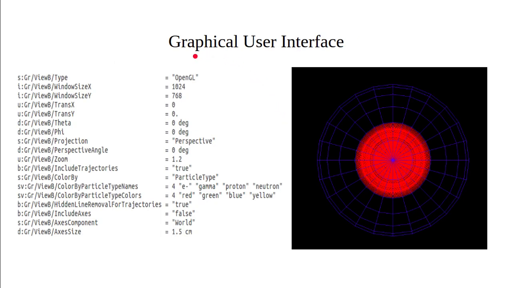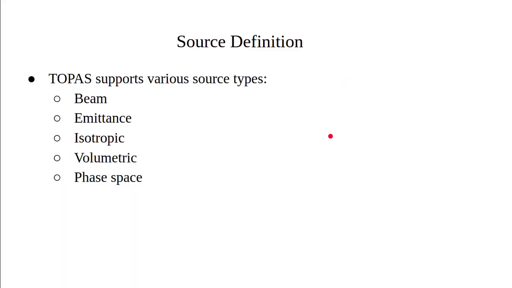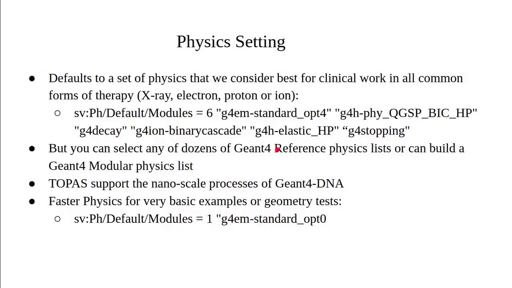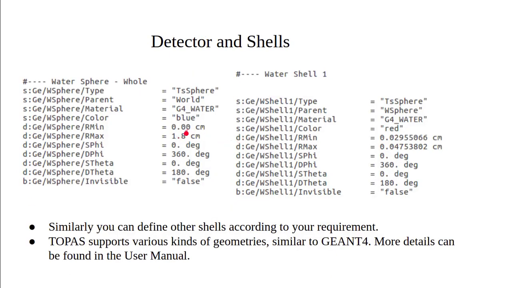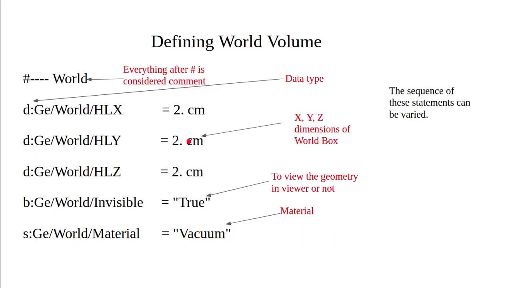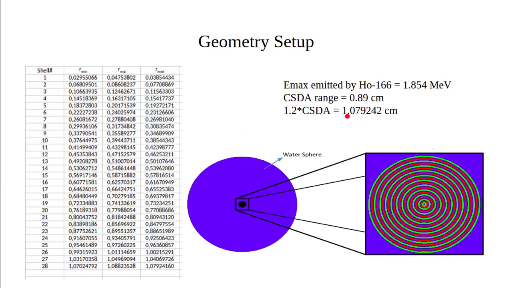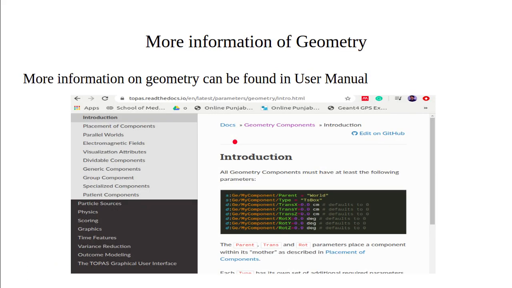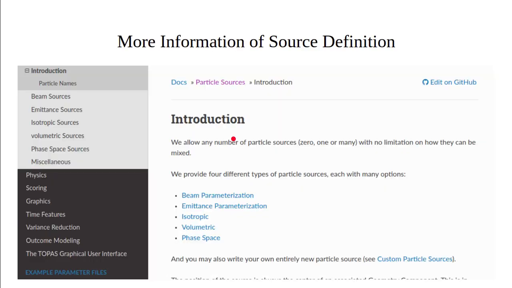Now finally coming to the graphical user interface, as we saw in the previous geometry description section, we gave blue color to our sphere and red to our shells. So if you see, the radius of the sphere is higher than 1.2 times the CSDA range, which is around 1 centimeter, but we are giving 2 centimeters as radius, so it's going to be big, and so here it's visible.